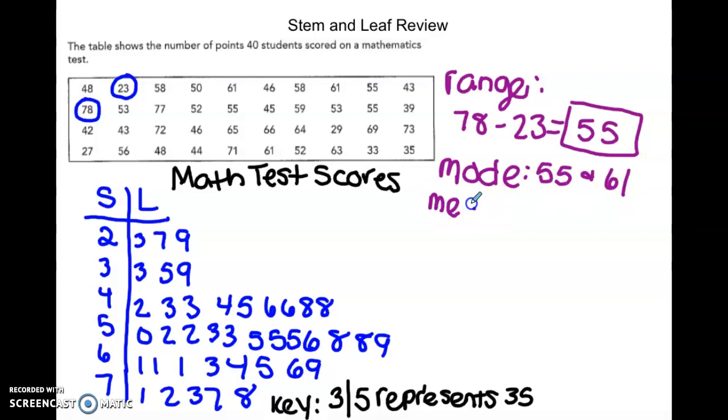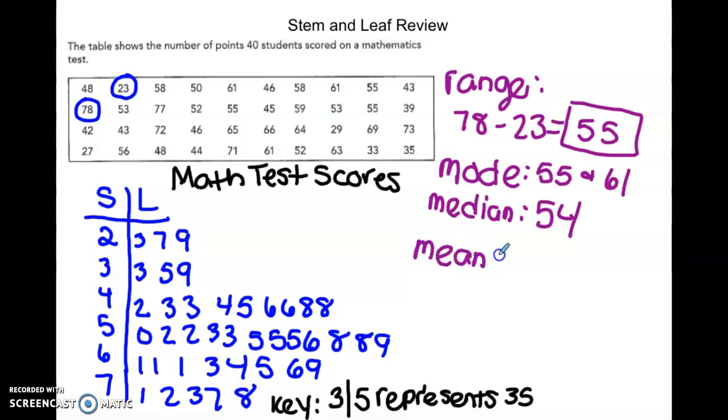The median is the middle number. So you want to cross off, of course, from smallest and largest until you get to the center. I did this ahead of time so you wouldn't have to wait for me to do that. And the median is 54 because you wind up with 2 middle numbers, 53 and 55, so in the middle is 54.